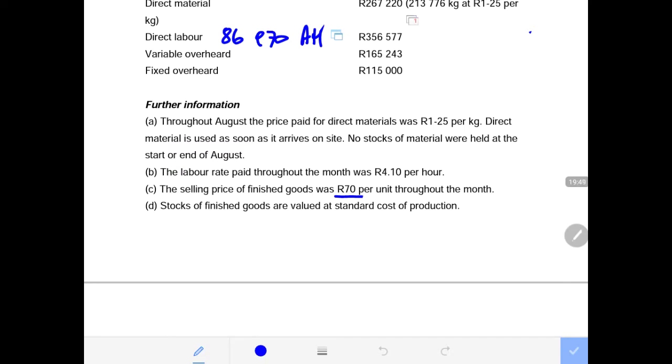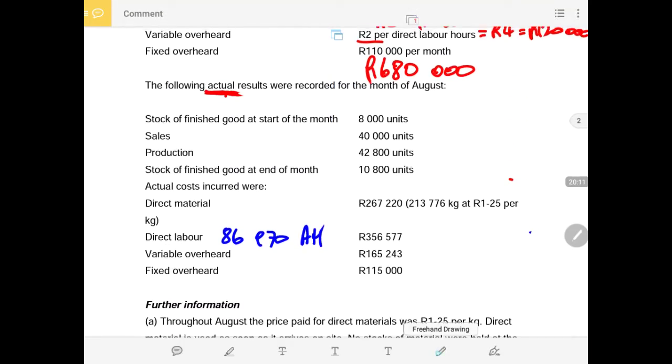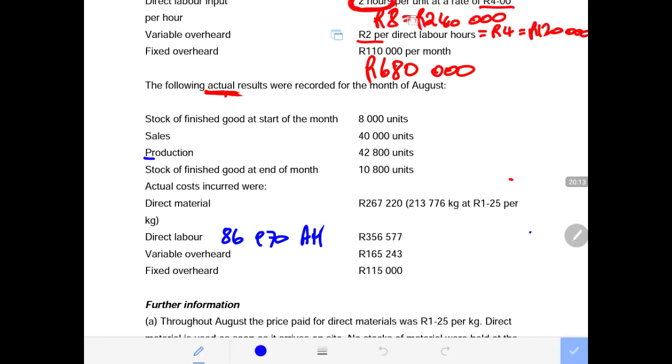They say stock of finished goods are valued at standard cost of production. I want to repeat this one. Stock of finished goods, meaning all the goods that are finished. When you say goods that are finished, now we are referring to the goods that are finished. That means the stock of these finished goods will be based at standard cost.